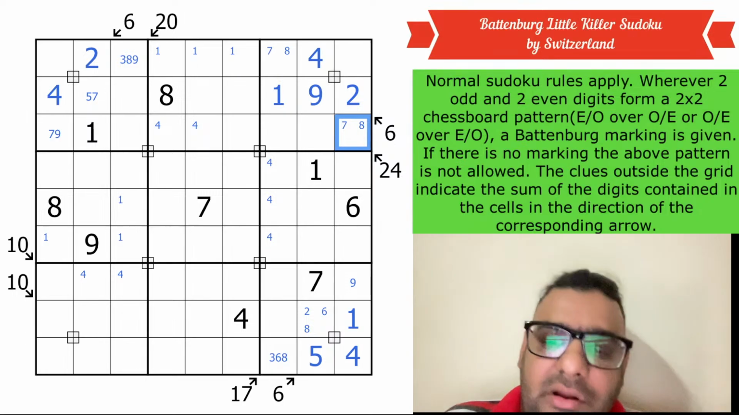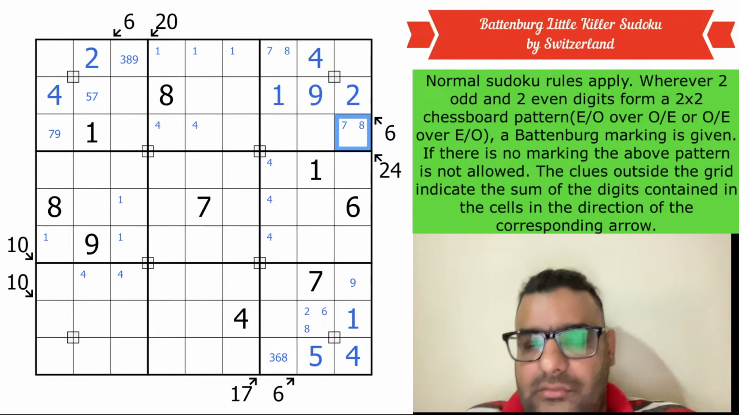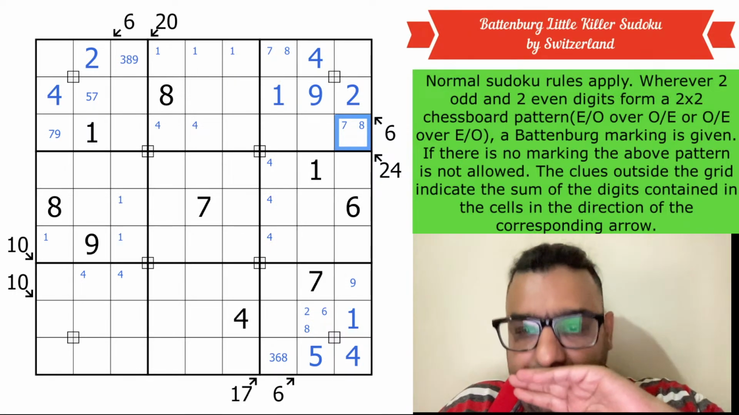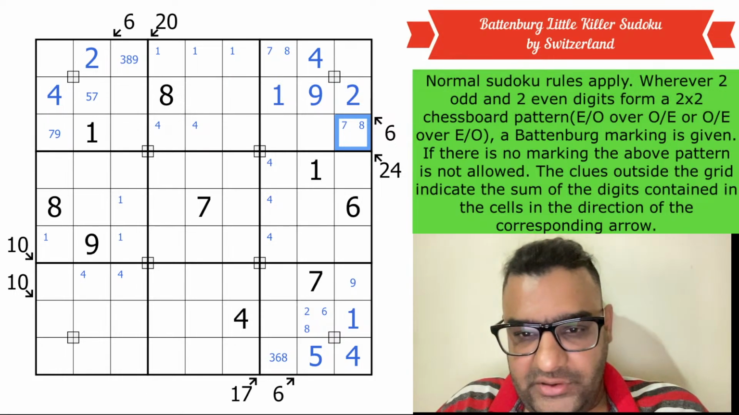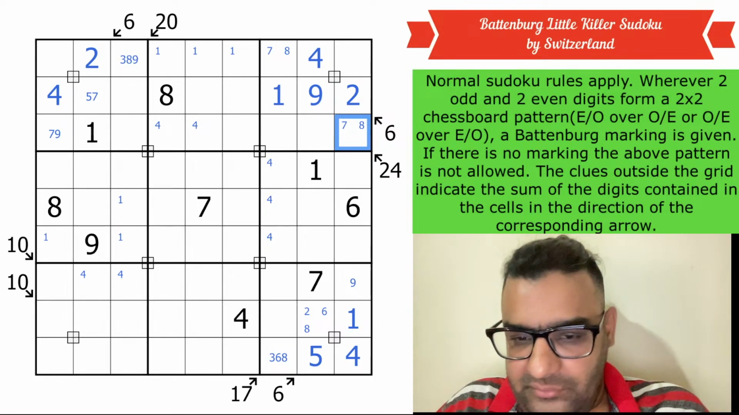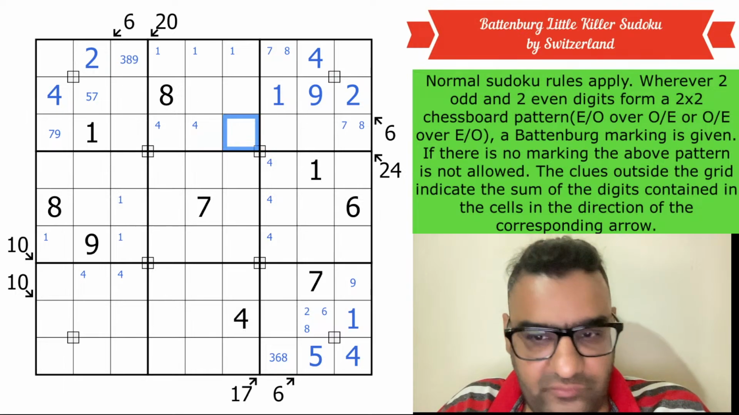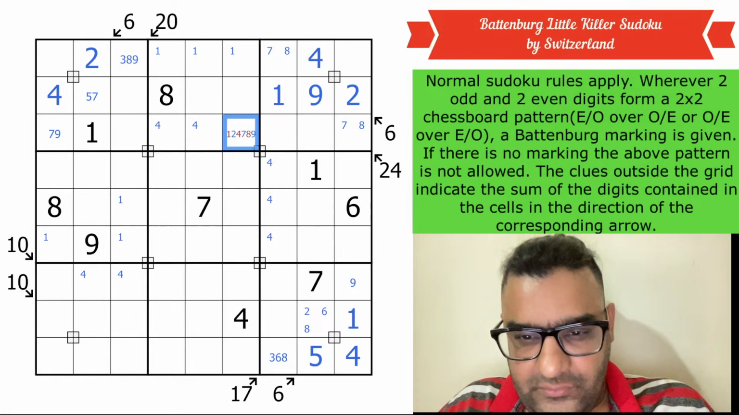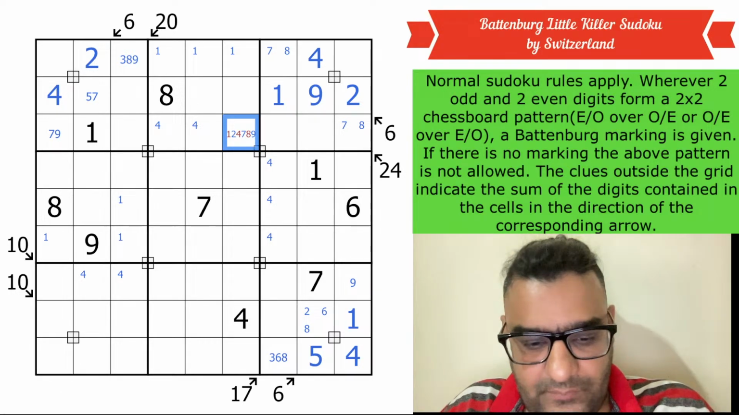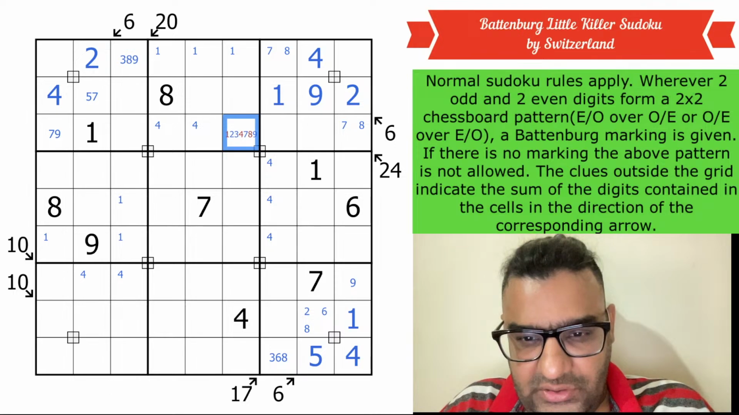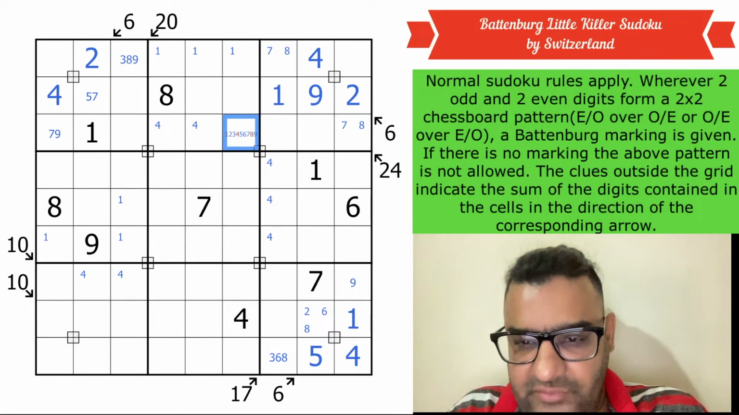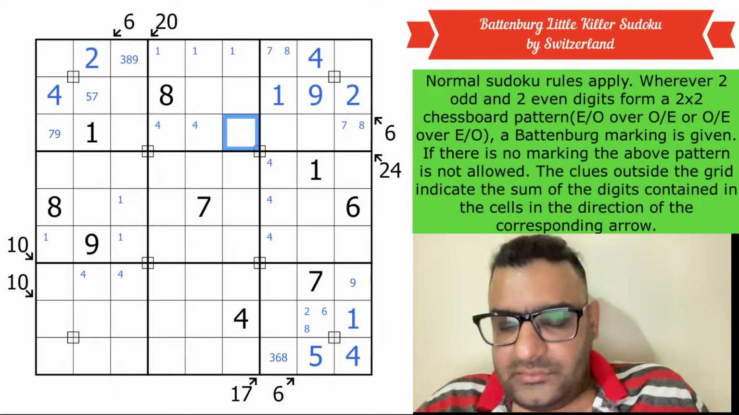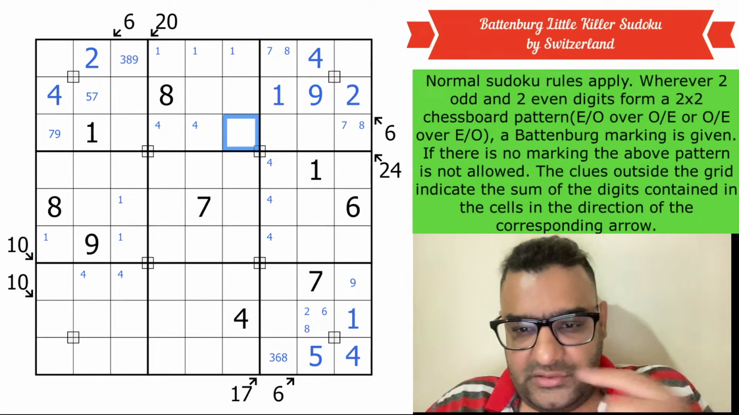This number is 7, 8. That number is also 7, 8. So how many numbers has it completed? Let me write here. It has completed 1, 2, 4, 9, and 7 and 8. How much are left? 3, 5, and 6. So 3, 5, and 6 are remaining.